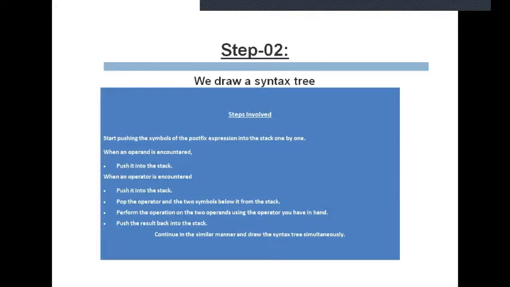So next we are going to discuss step 2, that is we are going to draw the syntax tree. The steps involved are: start pushing the symbols of the postfix expression into the stack one by one. If it is an operand, push it inside the stack. If it is an operator, push the operator inside the stack and pop the operator along with two symbols. And then perform the operation using those two operands, and then the resultant should be pushed back to the stack. So we have to continue this similar operation to draw the syntax tree simultaneously.